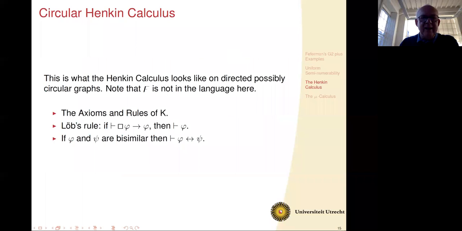Okay, so I'm not going to talk about the circular Hankin calculus, but let's take a brief look at what the axioms of the circular calculus look like. You simply have the axioms and rules of K, you have Löb's rule, and you simply have that if two formulas are bisimilar, then they're equivalent. The bisimilarity axiom is really not an axiom, because it simply expresses our idea, of course, that the true formulas are simply the objects modulo bisimilarity. But I'm not going to really talk about it.